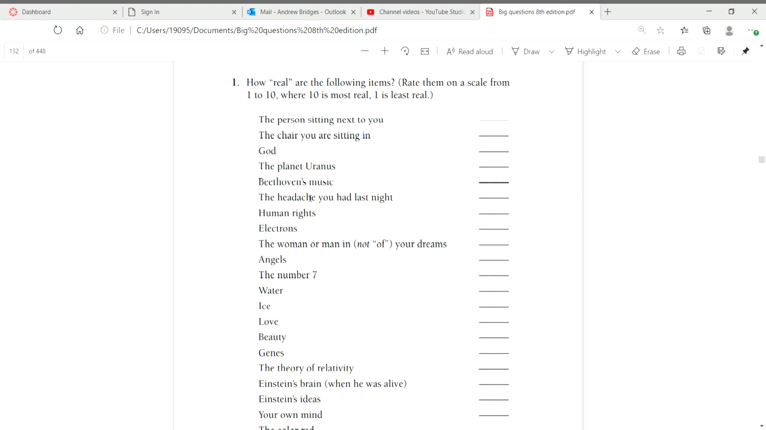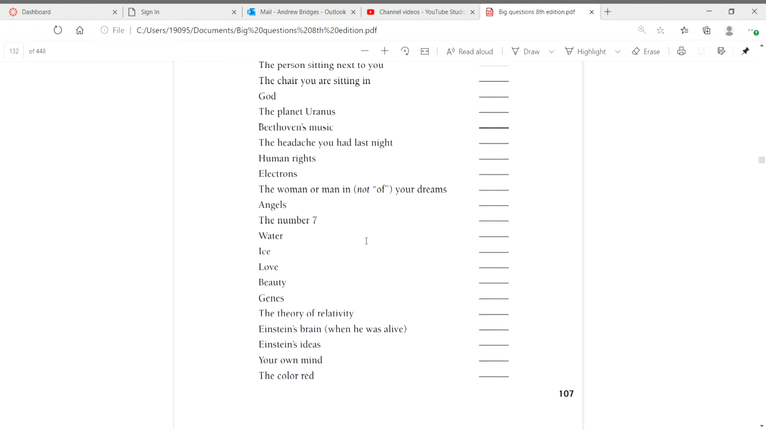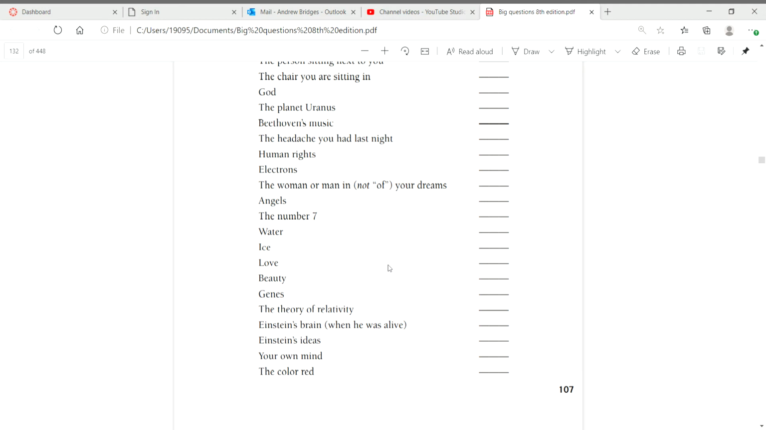Something that's not in here would be something like Hamlet, a character in Shakespeare's play. Now, in a certain sense, he's real. We all might know who he is and something about him, but he's not necessarily real in the same way, say, Einstein is real. Einstein's brain when he was alive, that seems more real, perhaps. So how are we going to judge the reality of different things?